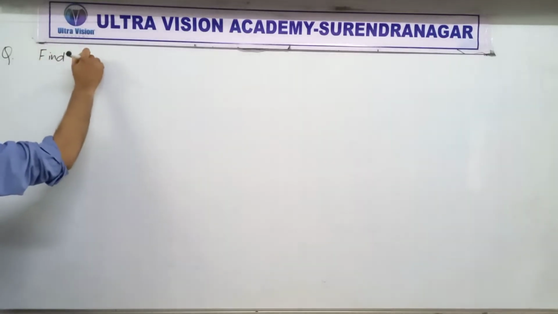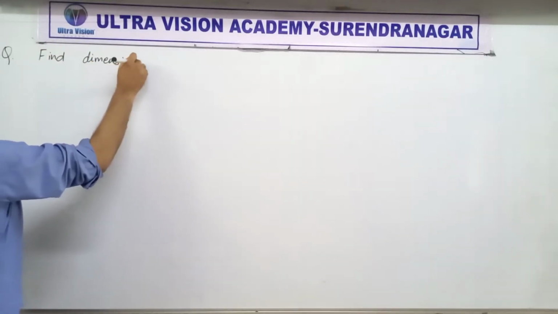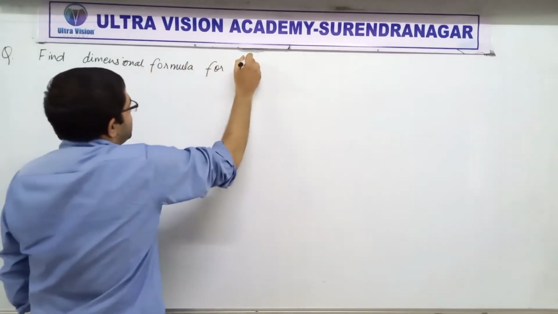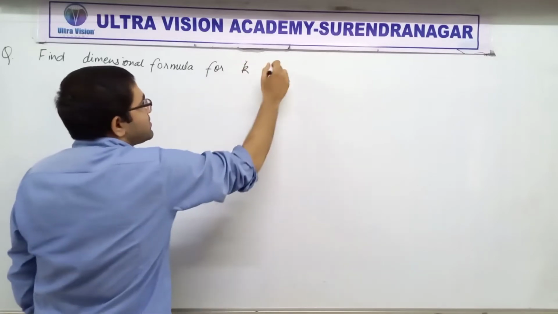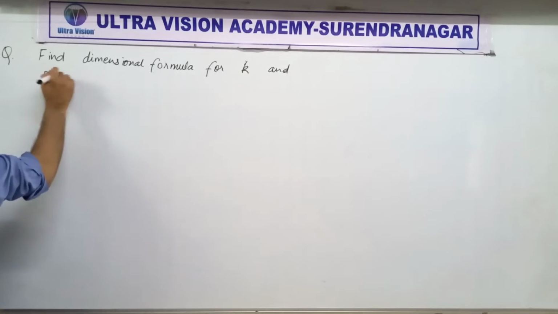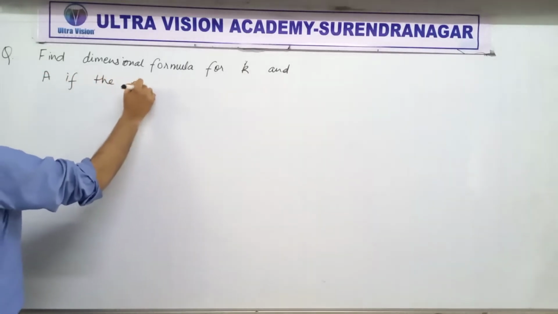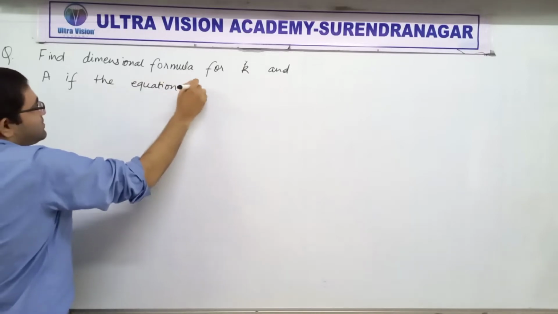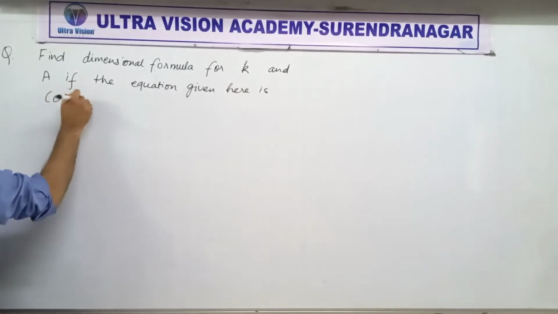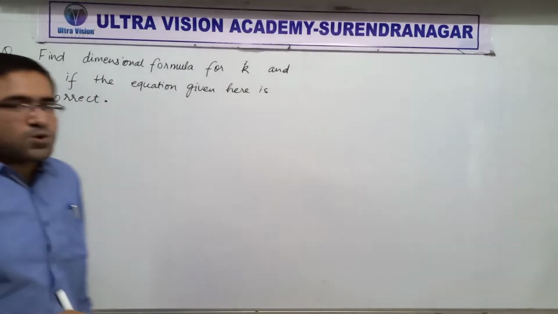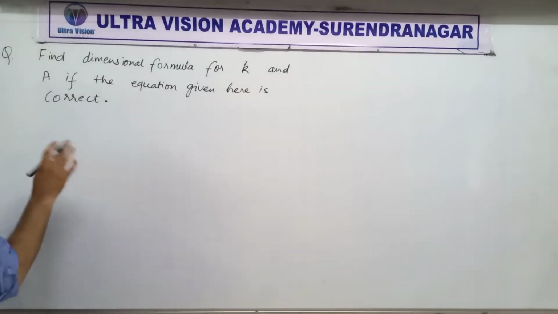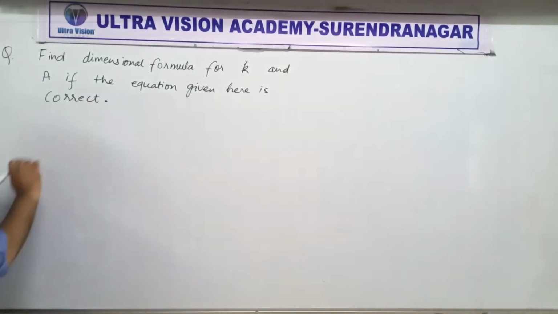Find the dimensional formula for K and A if the equation given here is correct. Okay, so I am going to give you an equation and you have to find the dimensional formula for K and for A if the equation given here is a correct equation.